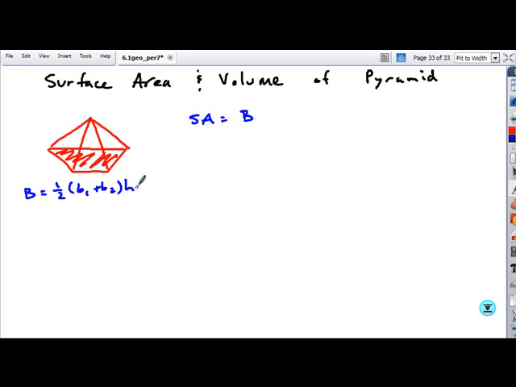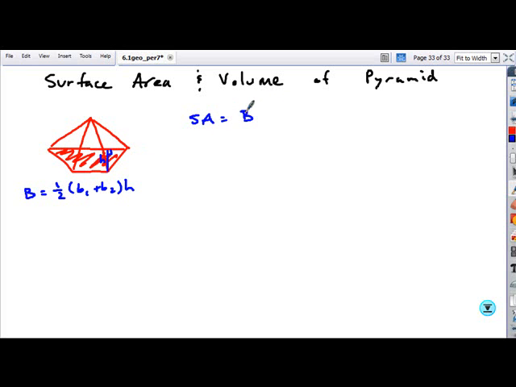Good. Okay, so here's your equation for capital B on this particular pyramid. 1/2 the sum of the bases times the height. Okay, and understand the height is going to be the lowercase h, this distance between the parallel sides of the trapezoid.